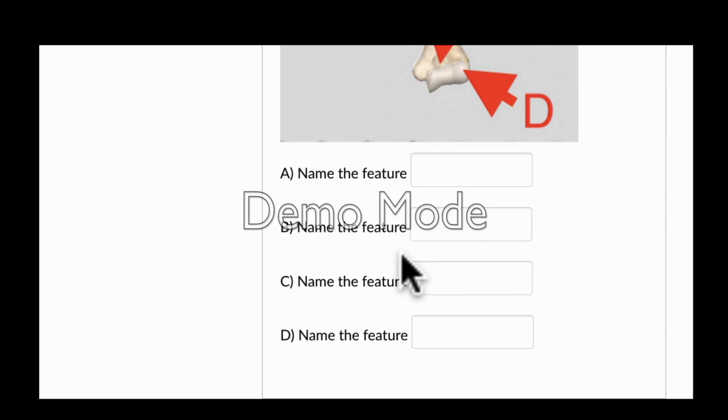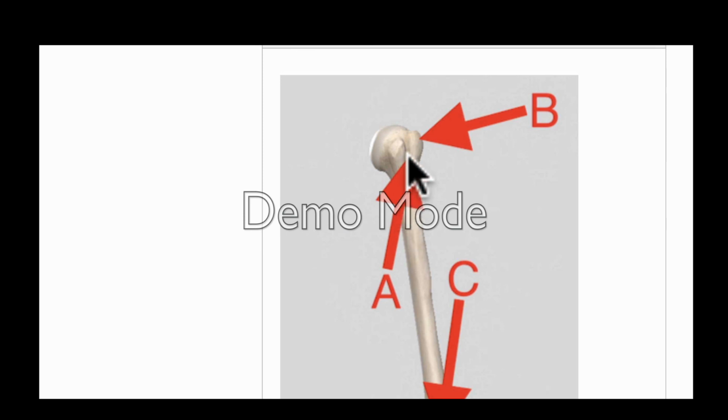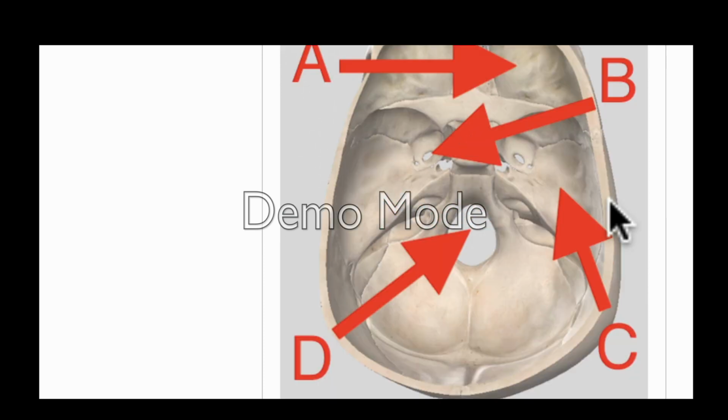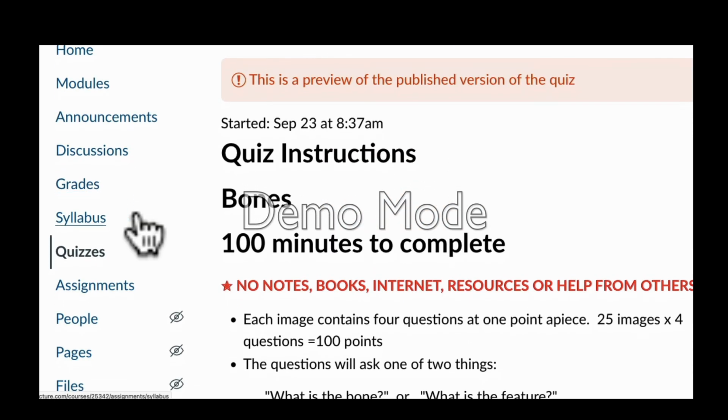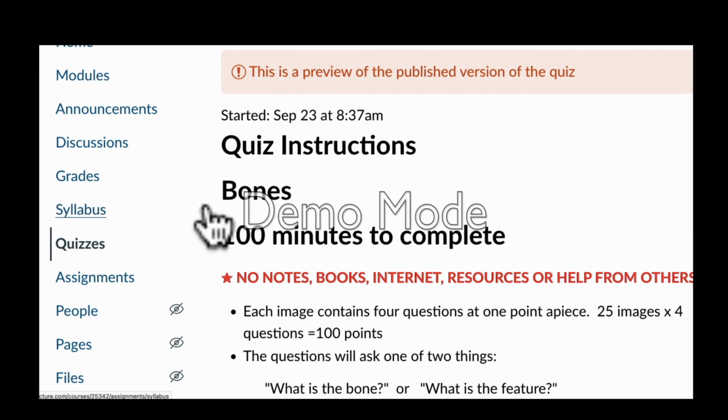Here's another good example. This bone right here is the humerus. But there is nowhere in these 4 questions where it's asking what the bone is. Okay? So for example, for A, you would put bicipital groove or intertubercular sulcus. B would be the greater tubercle, so on and so forth. There might be an image of a skull pointing to the frontal bone. So those are good examples of what some of the questions might look like.